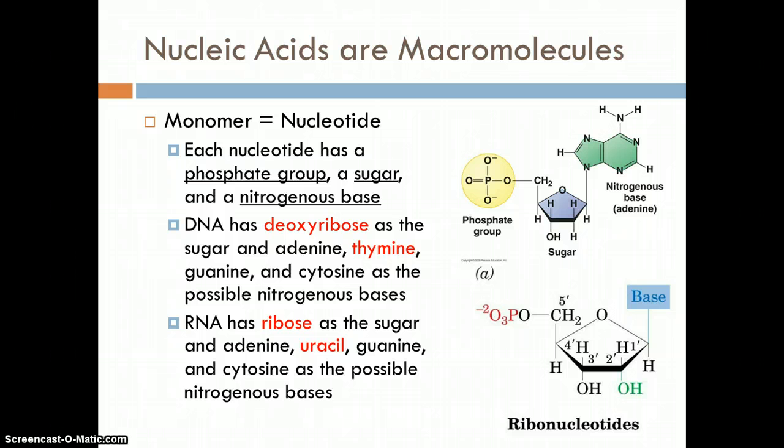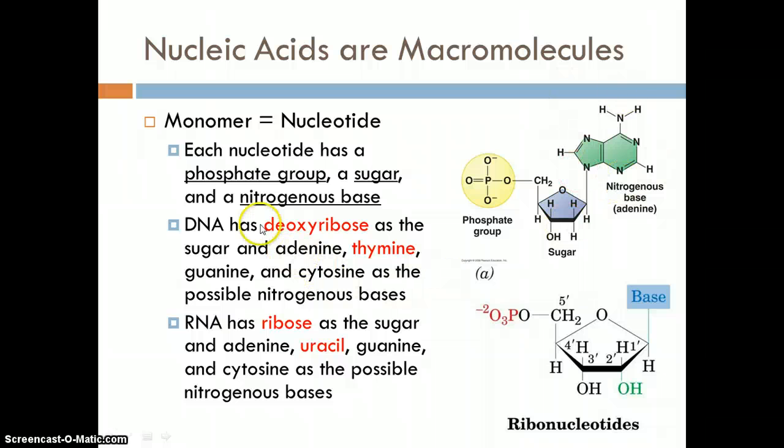We're going to look at two different types of nucleotides, the one for DNA and the one for RNA. They're really similar, but have a couple important differences. Both of them are going to have three big parts: a phosphate group, a sugar, and a nitrogenous base. So in this picture over here we've got our phosphate group, the sugar, and the nitrogenous base.